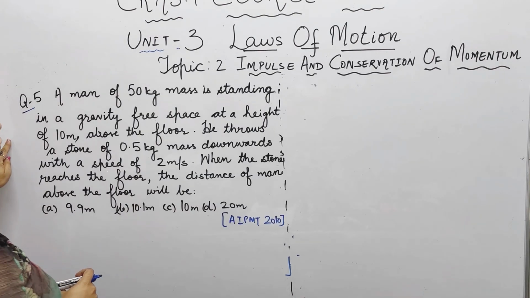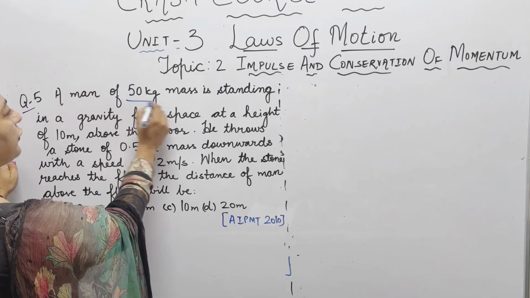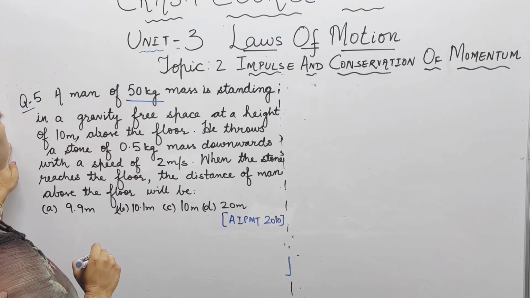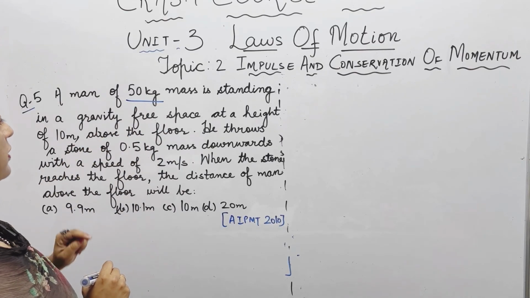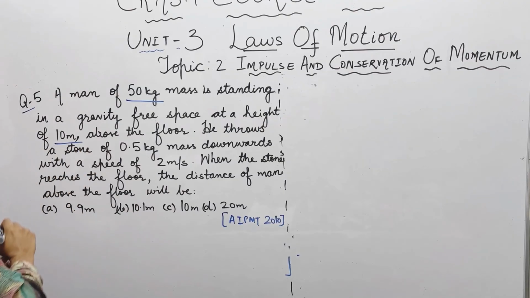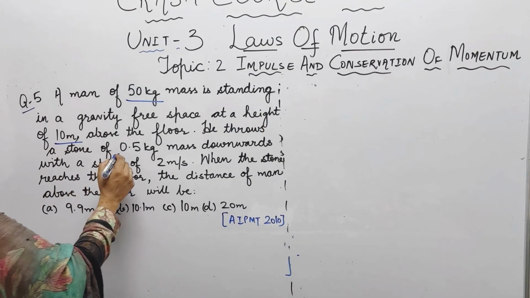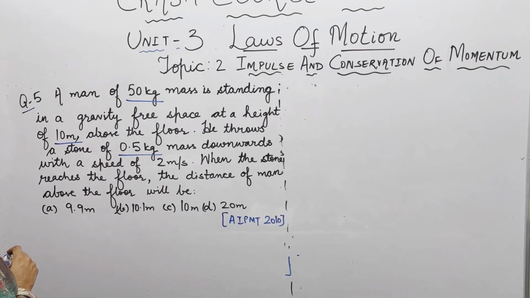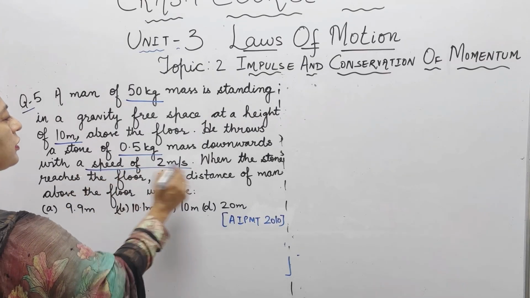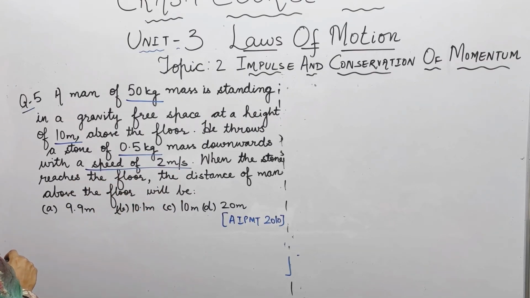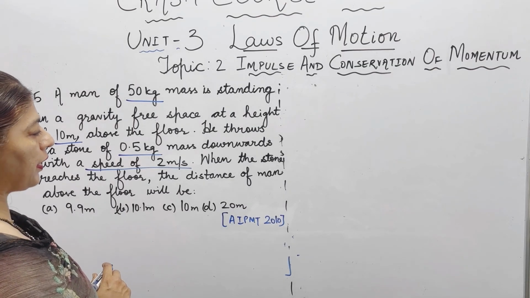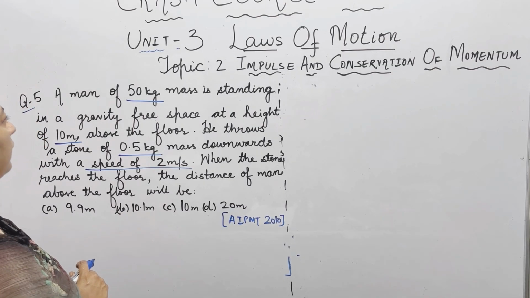Let us see question number 5. A man of 50 kg mass is standing in gravity-free space at a height of 10 meters above the floor. He throws a stone of 0.5 kg mass downwards with a speed of 2 meters per second. When the stone reaches the floor, the distance of the man above the floor will be. And these options are given. This question came in All India PMT 2010.